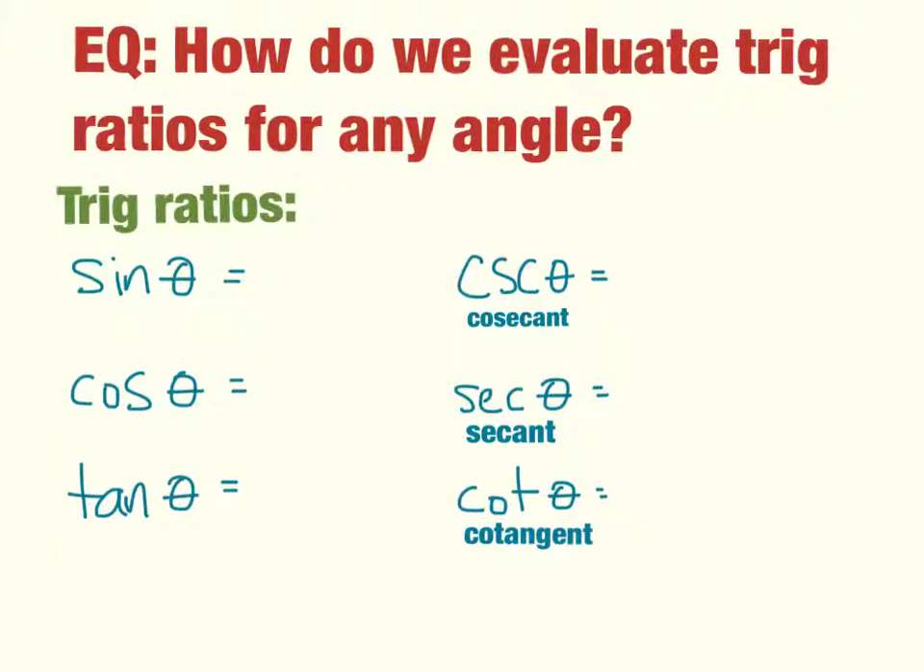Okay, how do we evaluate trig ratios for any angle? Well, let's talk about the trig ratios that we already know for right triangles. The sine of theta, with SOHCAHTOA, sine is the opposite over the hypotenuse. Cosine of theta is the adjacent over the hypotenuse.